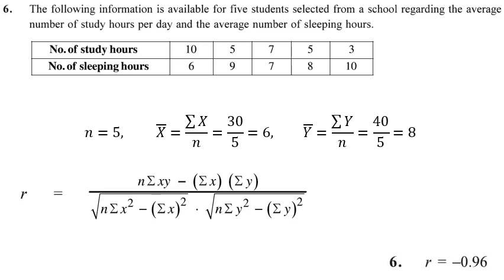There is a very high degree of negative correlation. The question was number of study hours and the number of sleeping hours. Of course, the person who studies more sleeps less. The person who sleeps more studies less. My dear friends, that's simple as that. Try to solve it.